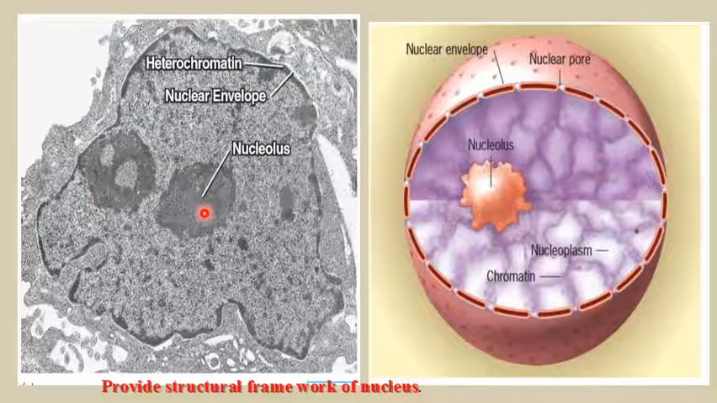So here you can see this is the nucleolus, this is the nuclear envelope. It has an outer membrane and an inner membrane which constitute the nuclear envelope. This nuclear envelope provides a structural frame for the nucleus. Here you can see the nuclear envelope which contains outer membrane and inner membrane. It contains nuclear pore, nucleolus, nucleoplasm, chromatin and all.